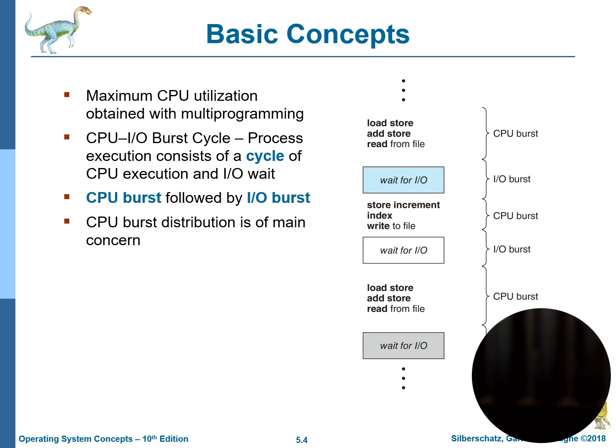Look at what we are saying. We are saying a maximum CPU utilization is obtained with multi-programming. What are we trying to say? We are saying if we allow many processes to compete for the processor at any point in time, it means we can maximize the amount of work that the processor should be doing at each and every point in time.